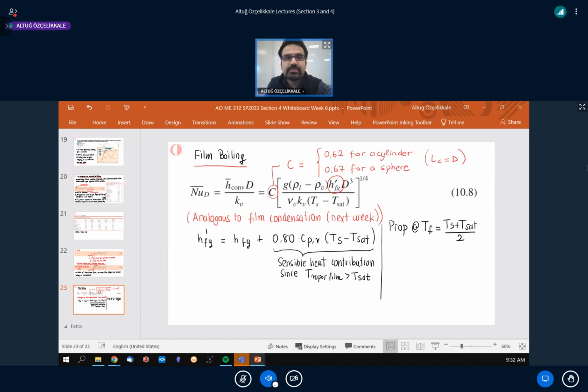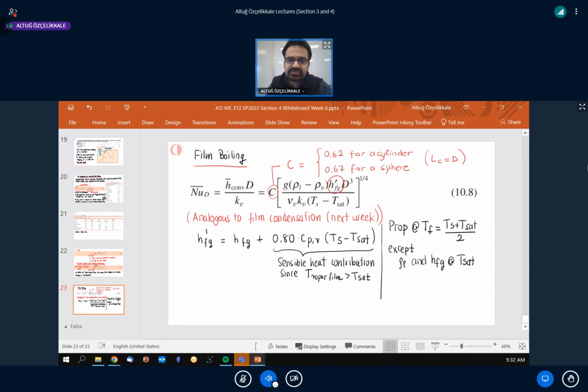That's what we are doing, except there is one aspect: the liquid density and also h_fg are evaluated simply at saturation temperature, for the saturated liquid. I think it's implicitly implied.